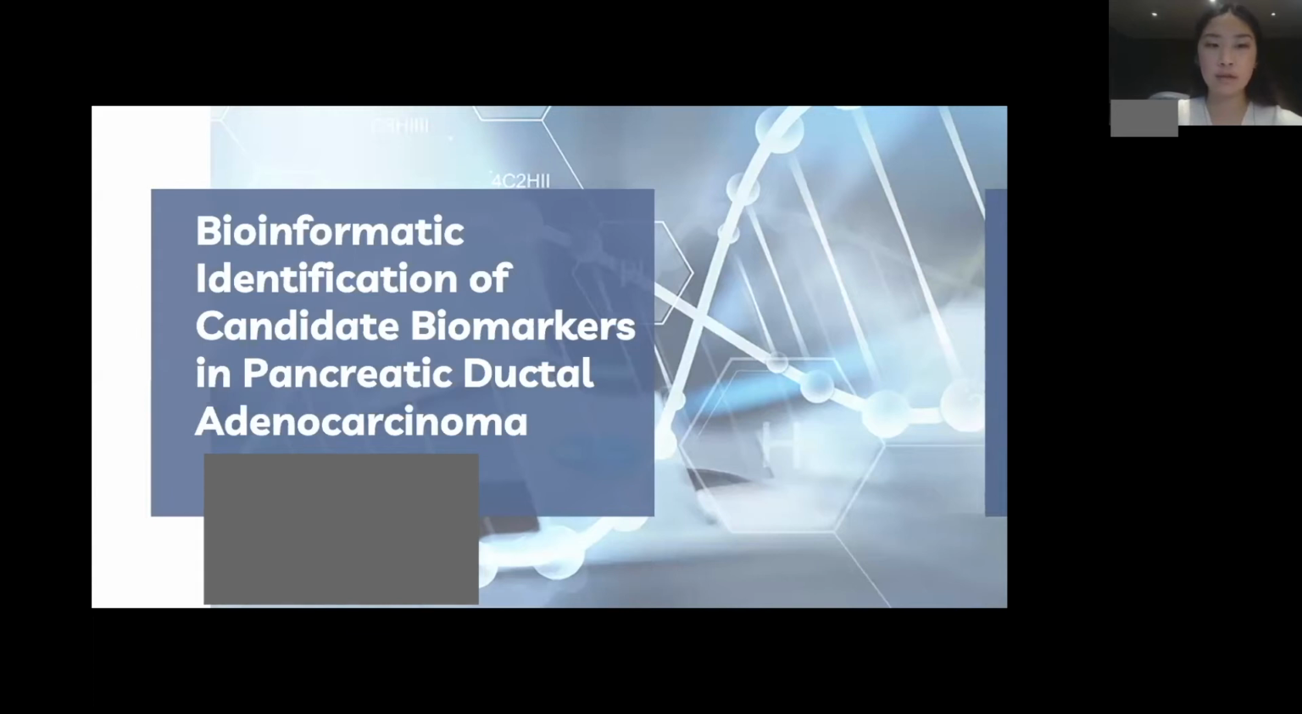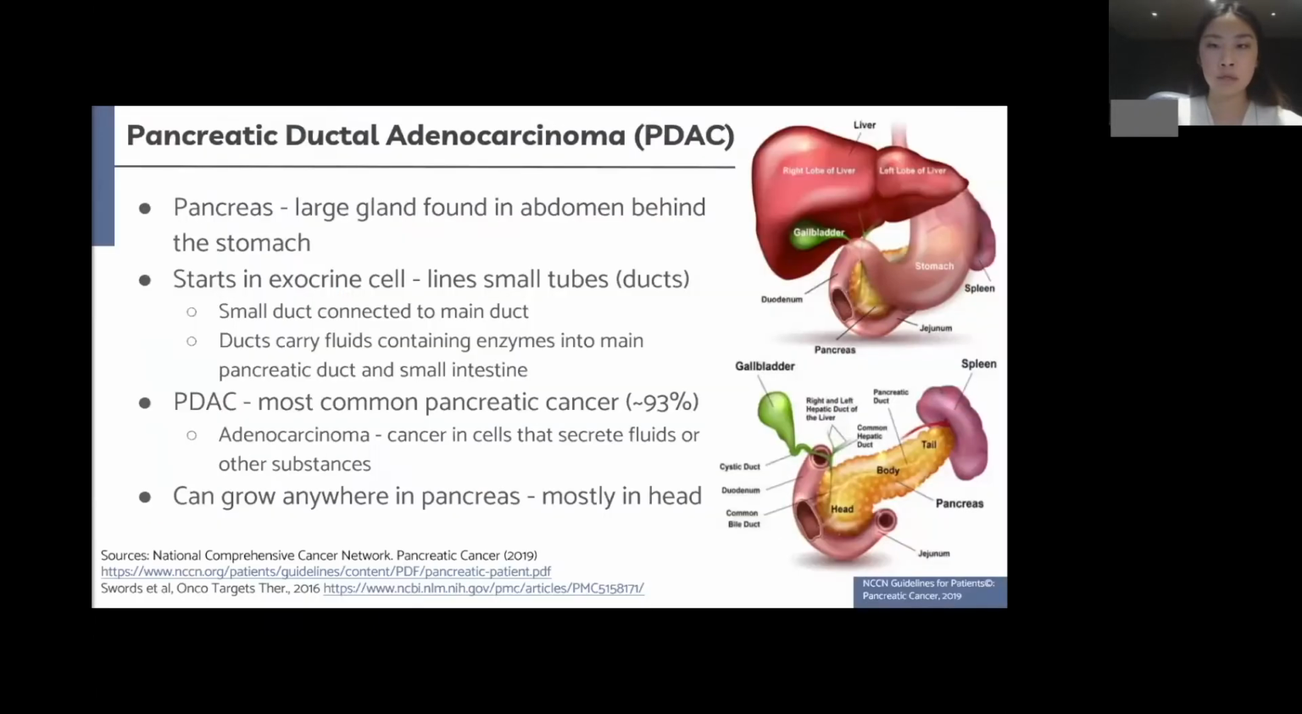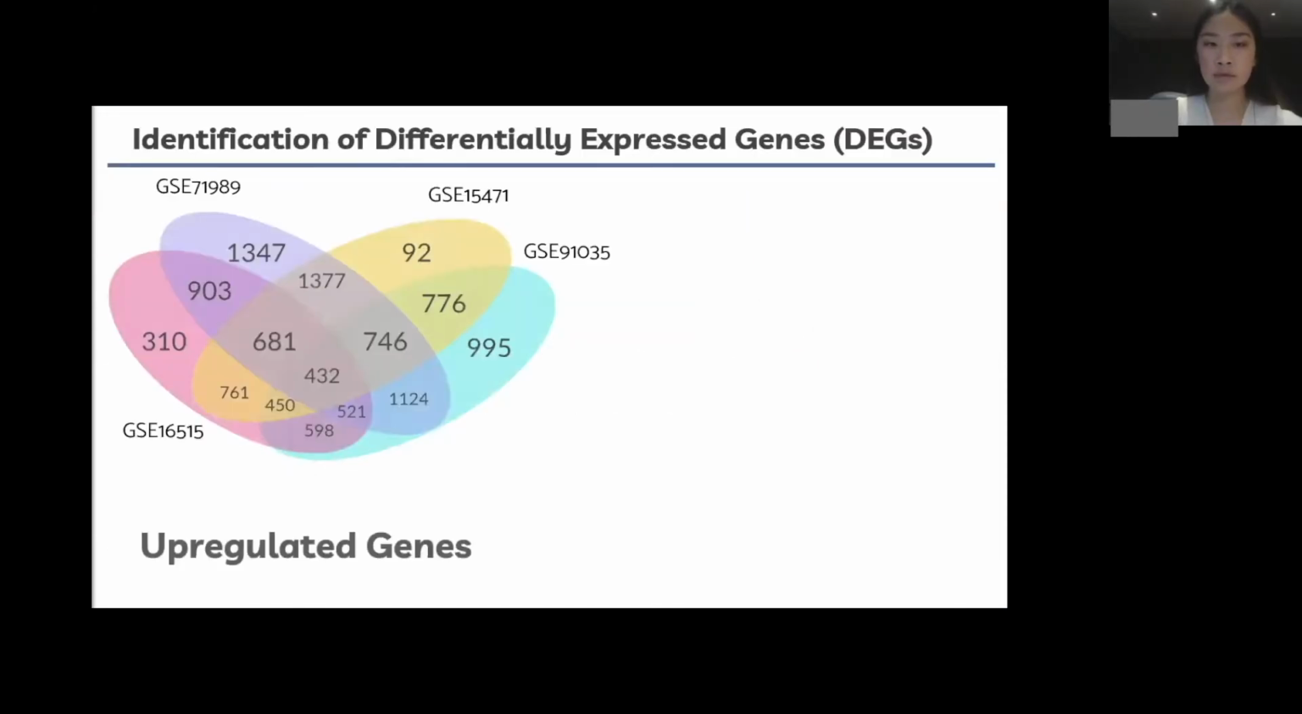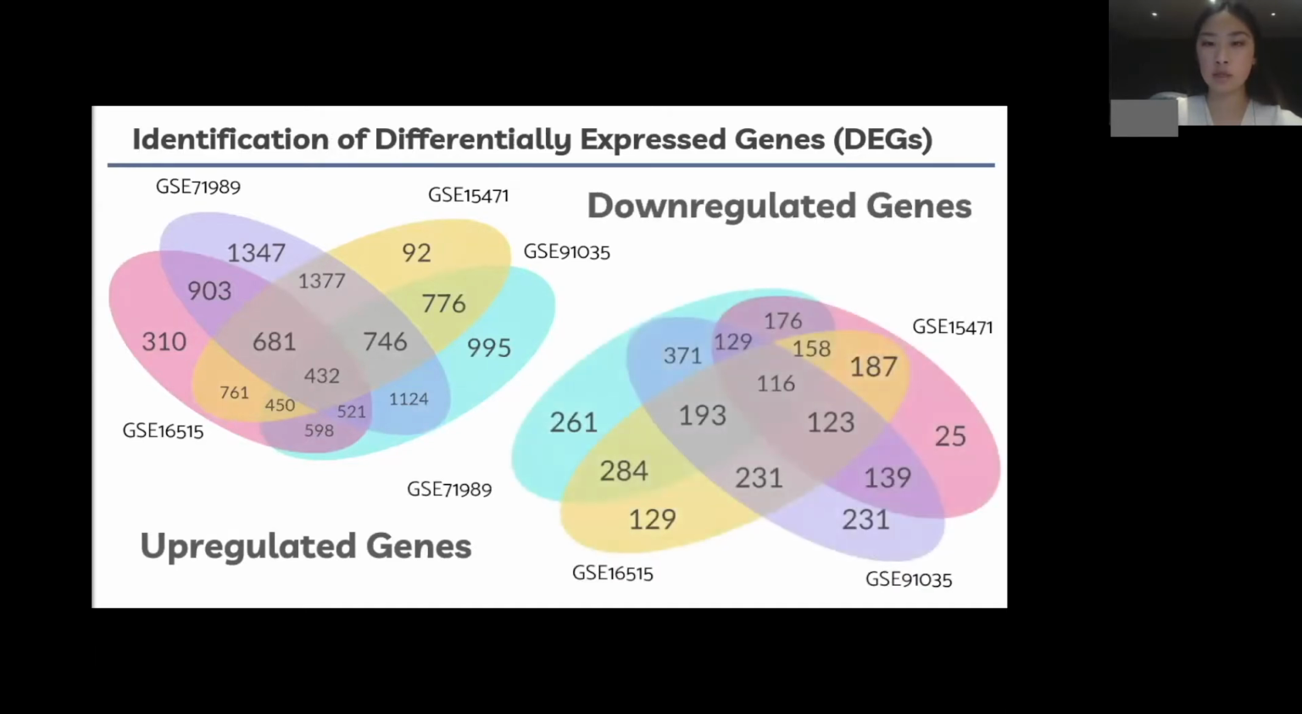My project was on the bioinformatic identification of candidate biomarkers in pancreatic ductal adenocarcinoma. Pancreatic ductal adenocarcinoma is one of the most lethal forms of cancer, but its etiology remains largely unknown. But in order to study this cancer further, we must first understand where it comes from. Using the Venn diagrams, I found 432 upregulated genes and 116 downregulated genes.